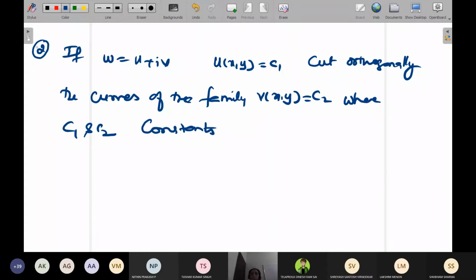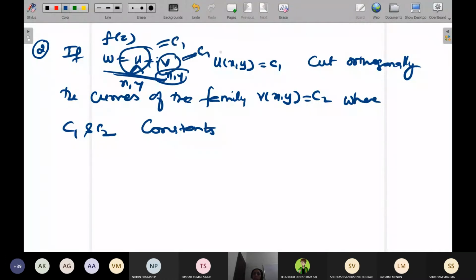W equal to U plus iV is your given function, that is, this is your f(z). You know that U is a function of x and y, and V is a function of x and y. Equate the real part to some constant C1, equate the imaginary part to some constant C2, and treat this as one curve and this as another curve. These two curves cut orthogonally.